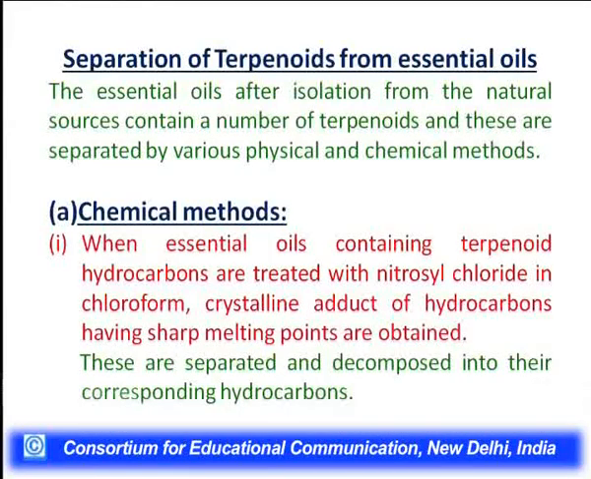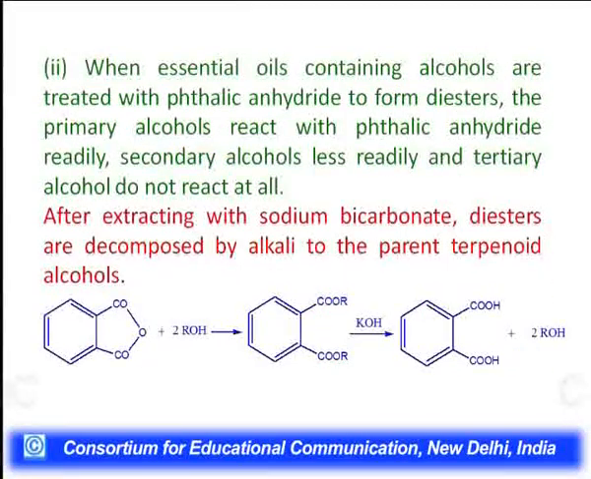Then comes the separation of terpenoids from the essential oils. After isolation of the essential oils, we will separate the terpenoids from these essential oils. Again there are various methods. One is the chemical method. When the essential oils containing the terpenoid hydrocarbons are treated with nitrosyl chloride in chloroform, crystalline adducts of the hydrocarbons having sharp melting points are obtained. These are then separated and decomposed into their corresponding hydrocarbons.